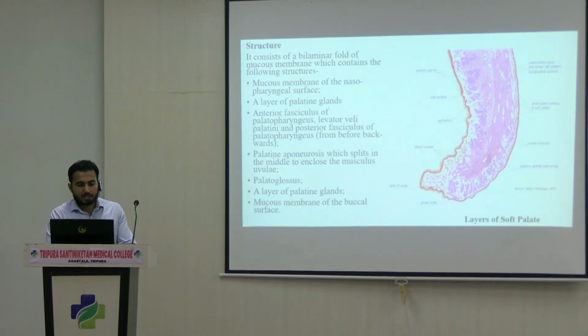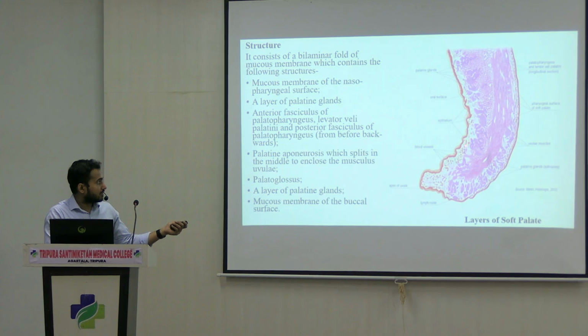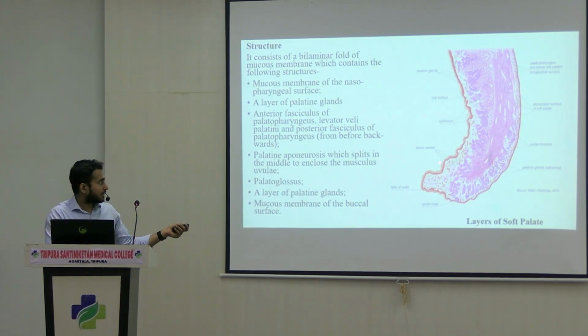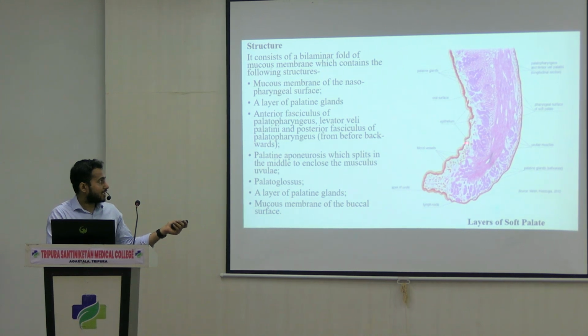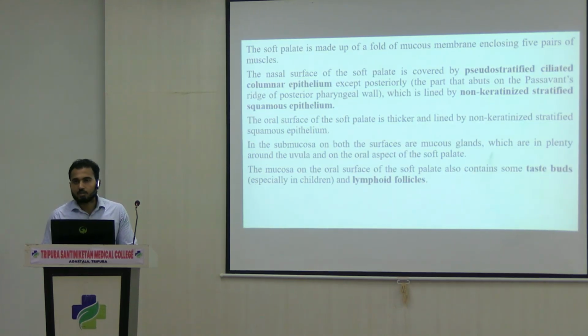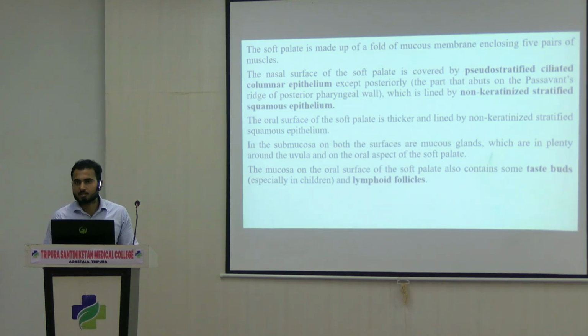Okay, and after that the palatoglossus muscle, and then again we are getting a layer of palatine glands. Then you can see the blood vessels also. Okay, and then the mucous membrane of the buccal surface. So these are the layers which are present in the soft palate. So in the soft palate, the fold of mucous membrane encloses 5 pairs of muscles.